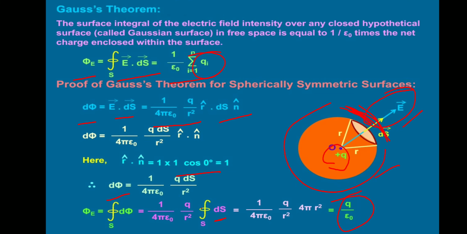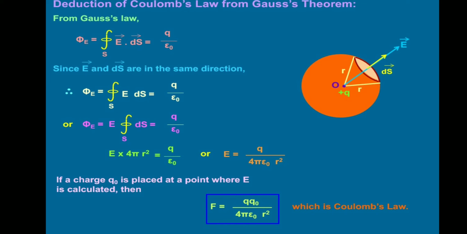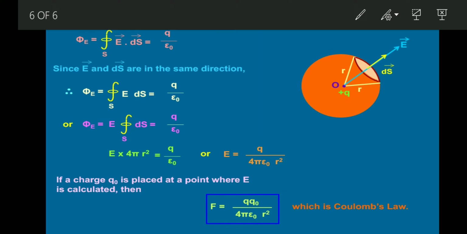Now, let's come to the next, that is deduction of Coulomb's law from Gauss's law. Here Gauss's law is given to us and we have to deduce Coulomb's law. Again, what we have to consider? We have to consider an isolated positive charge at O, and then we have to consider a hypothetical Gaussian surface, and that will again be a sphere of radius r.